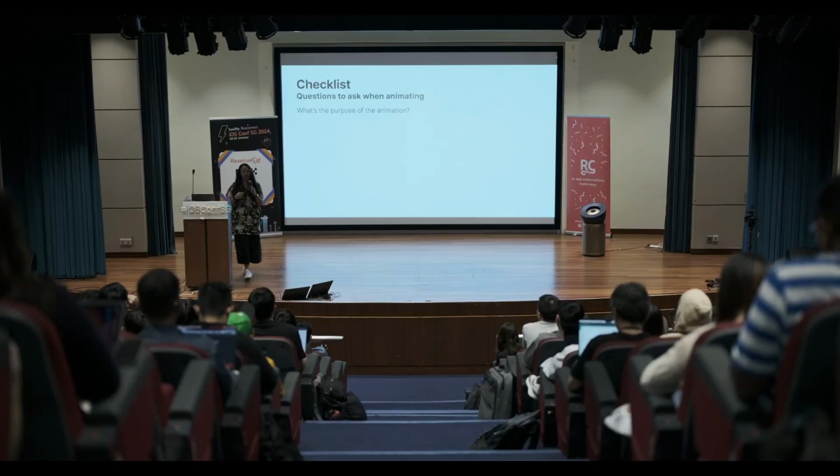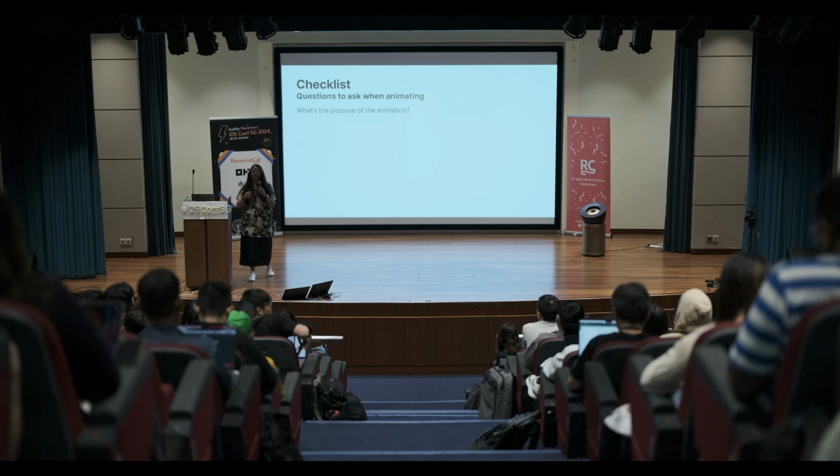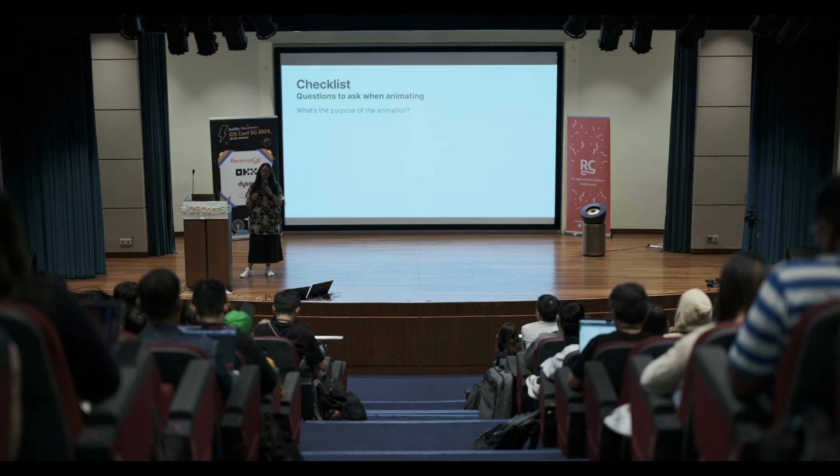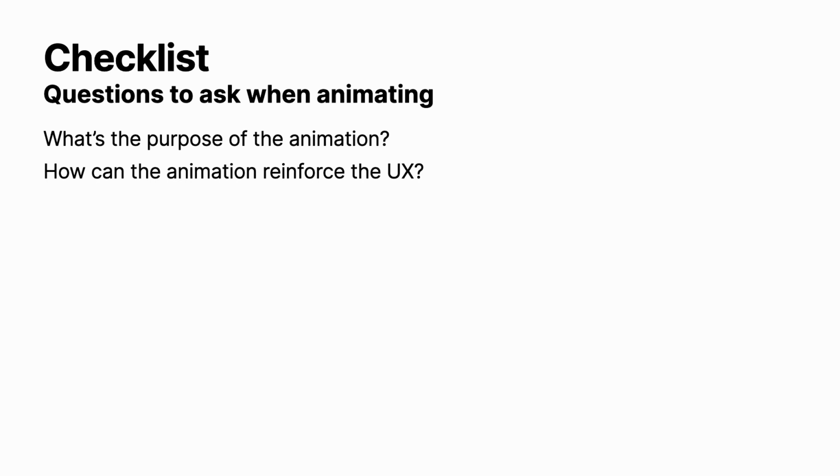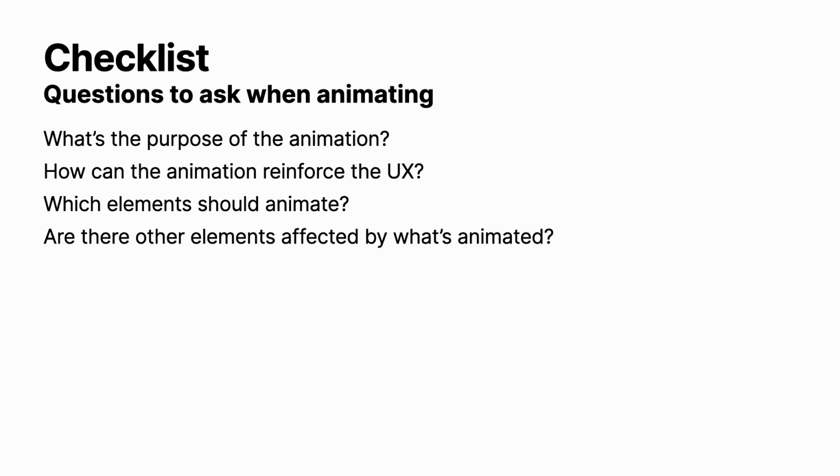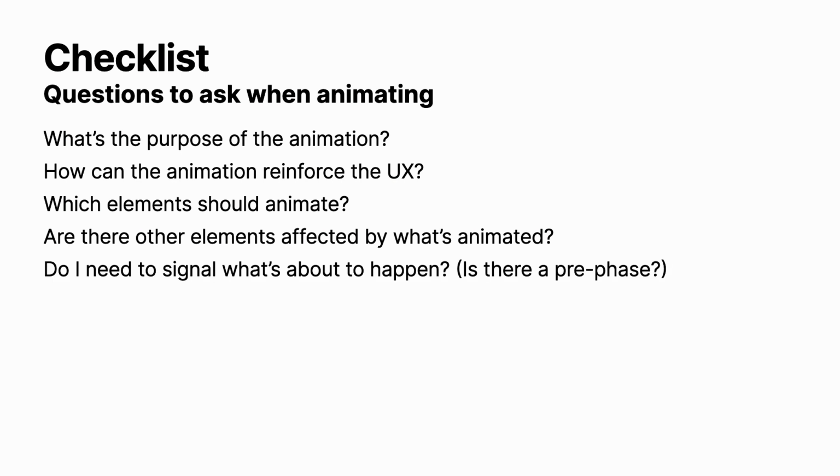When I started, I said, rather than talking about how, I want to give you a recipe for when to use things and which to pick. And so questions you want to be asking yourself in terms of a little checklist are as follows. What's the purpose of this animation? And how can this animation reinforce the UX or the experience that people are going through? Which elements should be animating? And would it be more than the obvious ones? Are there other elements affected by what is currently being animated?